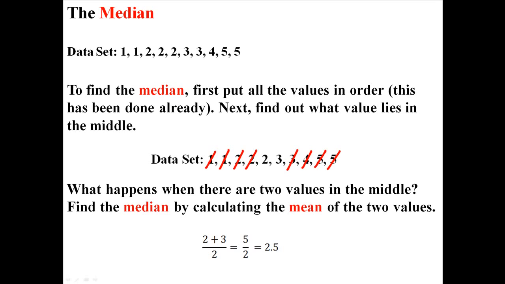So what happens when there are two values in the middle? When there are two values in the middle, you find the median by calculating the mean of the two values in the middle. So here I have 2 and 3. The mean, the average of 2 and 3, is 2.5. So we have found the median to be 2.5.